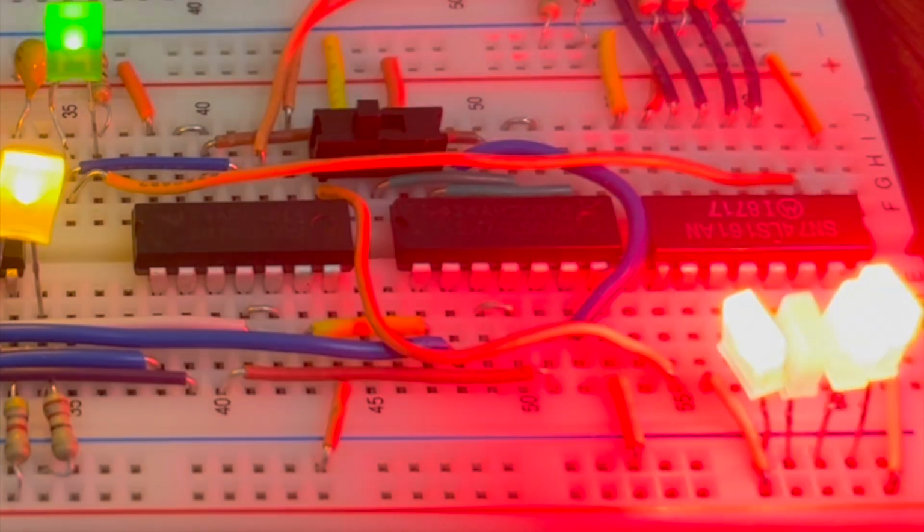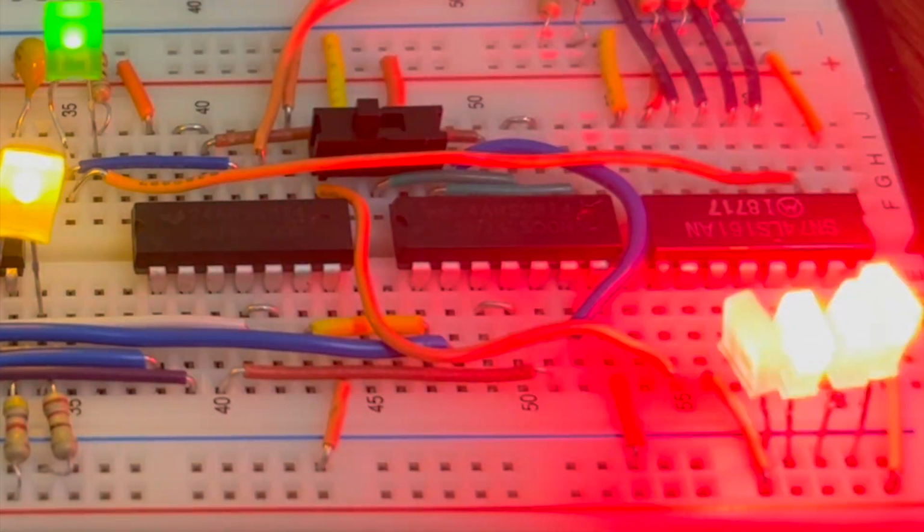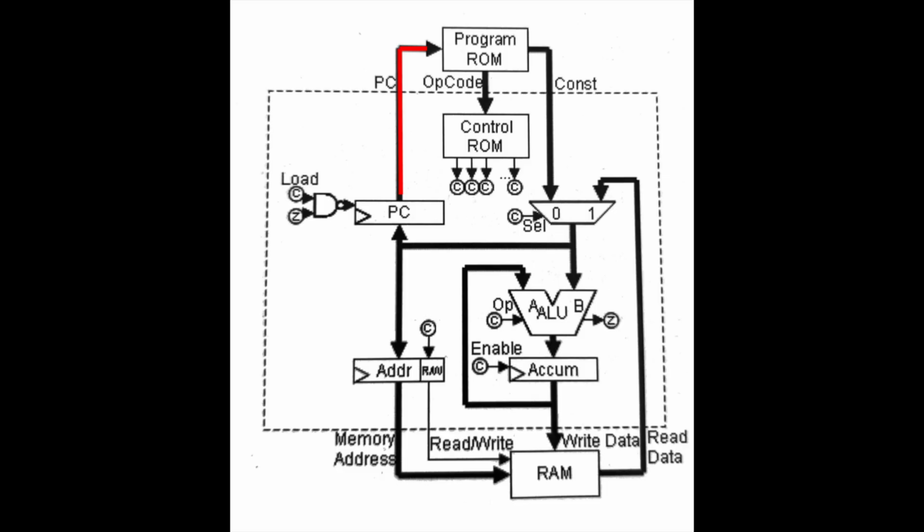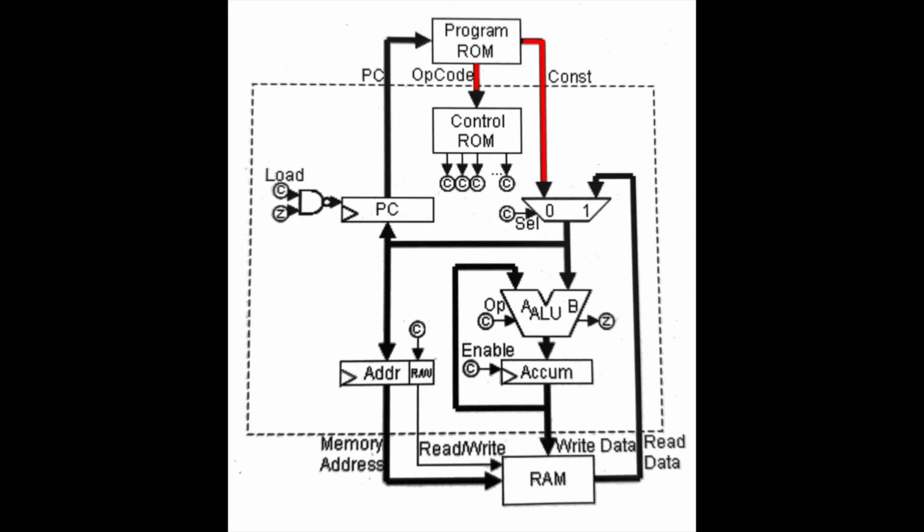The program counter increments with each clock pulse, feeding its output into the program ROM, which translates the counter value into specific instructions. These instructions are divided into operation codes, opcodes, sent to the control ROM, and constants sent to the multiplexer. The program ROM essentially guides the processor through its operational steps.